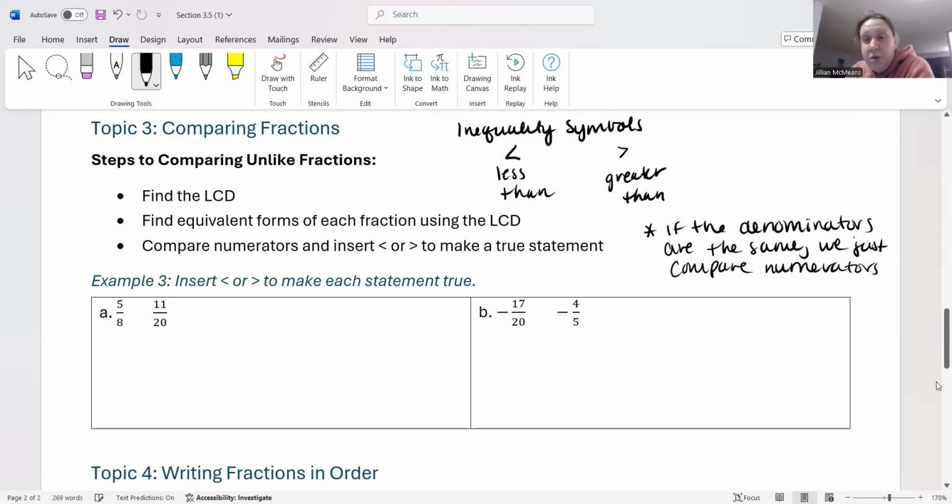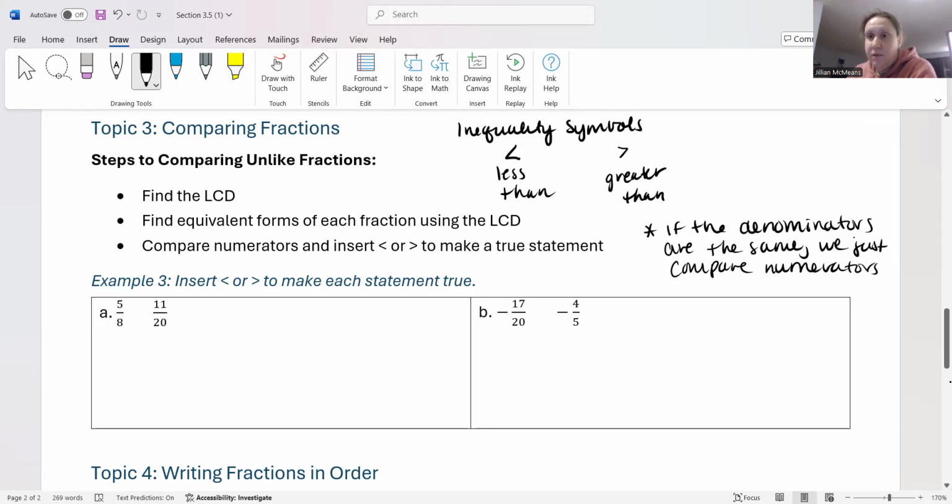And so if we're dealing with two fractions that are unlike in the sense that they do not have common denominators, we need to first find an LCD, then find equivalent forms of each fraction using the LCD, and then we can compare the numerators, okay? So if the denominators are the same, just go ahead and compare your numerators. Whichever one has the bigger or smaller numerator is the bigger or smaller fraction. Without common denominators, we have to do a little work, okay?